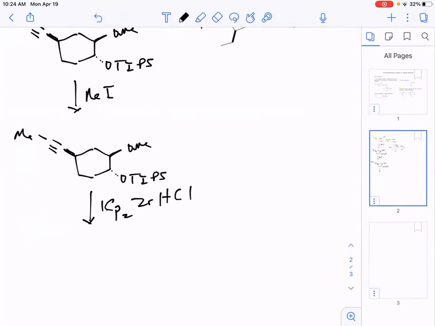All right, could you do that? Treat it with Cp2 zirconium hydrochloride, and then after that, just add in bromine, right? What is the first set of reagents going to give you? The hydrozirconation, if you do that on a triple bond.